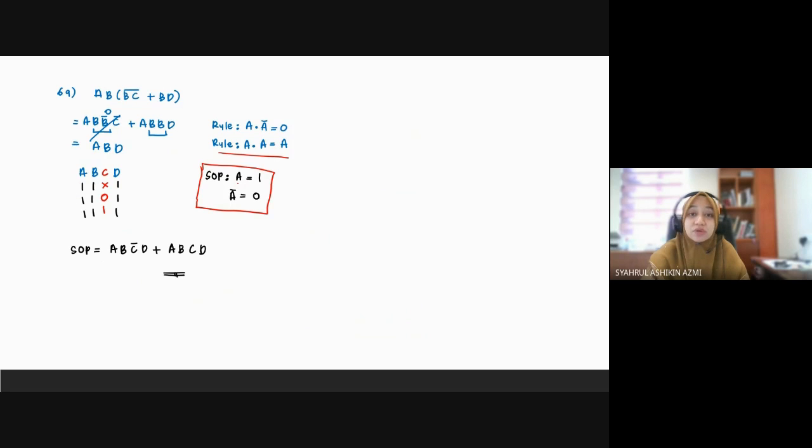If we don't have bar in the variables, put it as 1. Okay, so in writing up the SOP expression, the SOP expression will be A, B, C, C bar, D, which is this one here. And then for this one is A dot B dot C dot D. Okay, so this is the SOP expression.